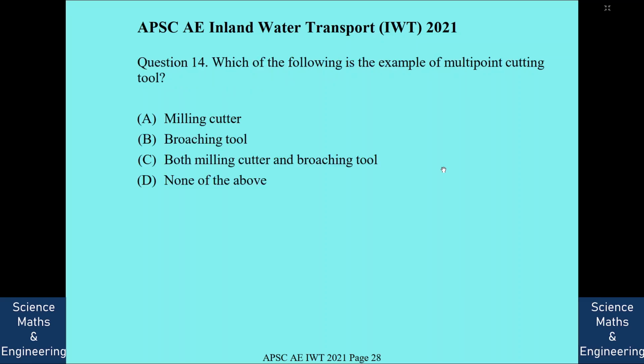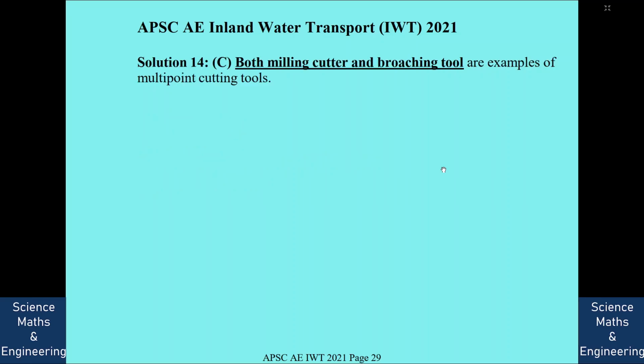Next, which of the following is an example of multi-cutting tool? A. milling cutter, B. broaching tool, C. both milling cutter and broaching tool, or D. none of the above. So the answer is both milling cutter and broaching tools are examples of multi-point cutting tools.